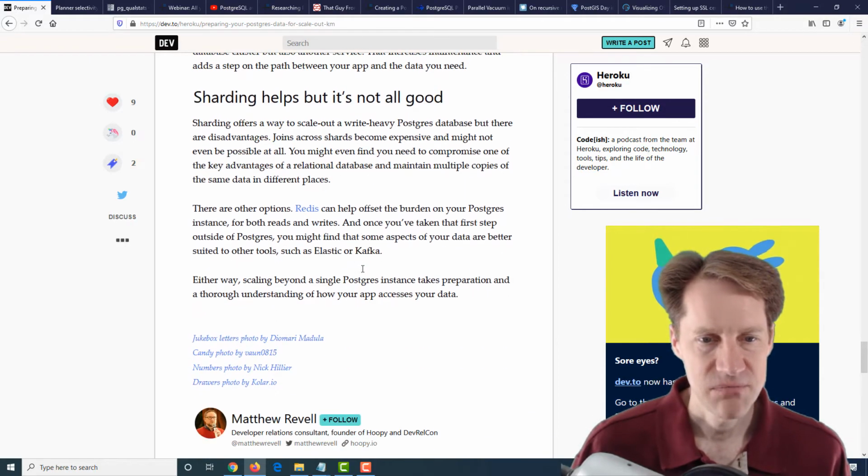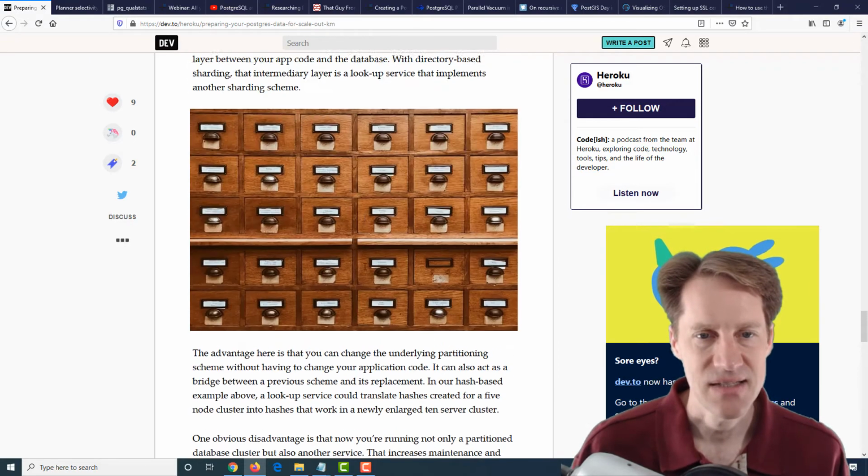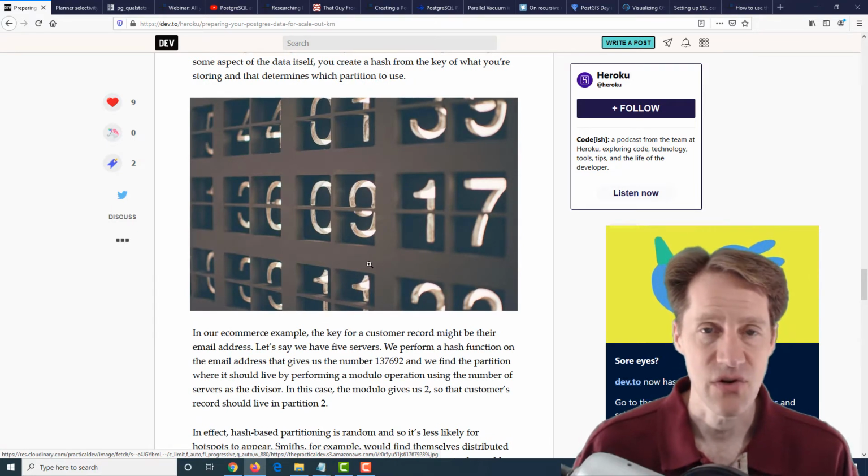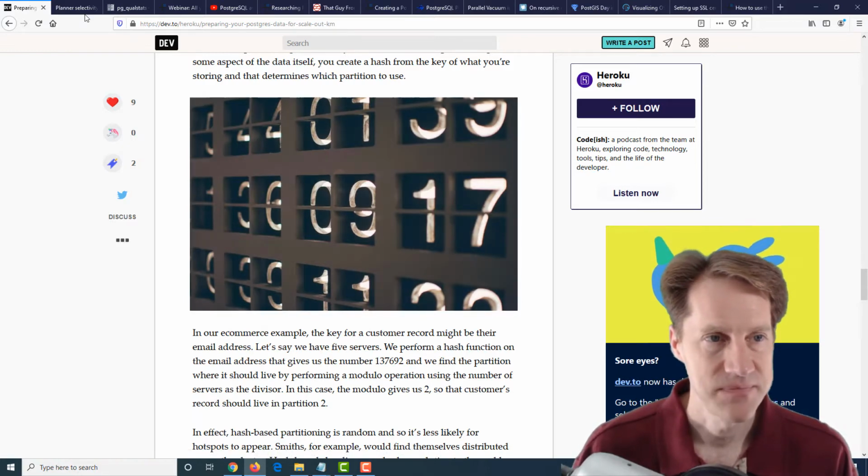But this blog post is a pretty good overview of the things you need to consider if you eventually get to the point where you actually want to scale out across multiple database instances. So if you're interested in that, definitely a blog post to check out.